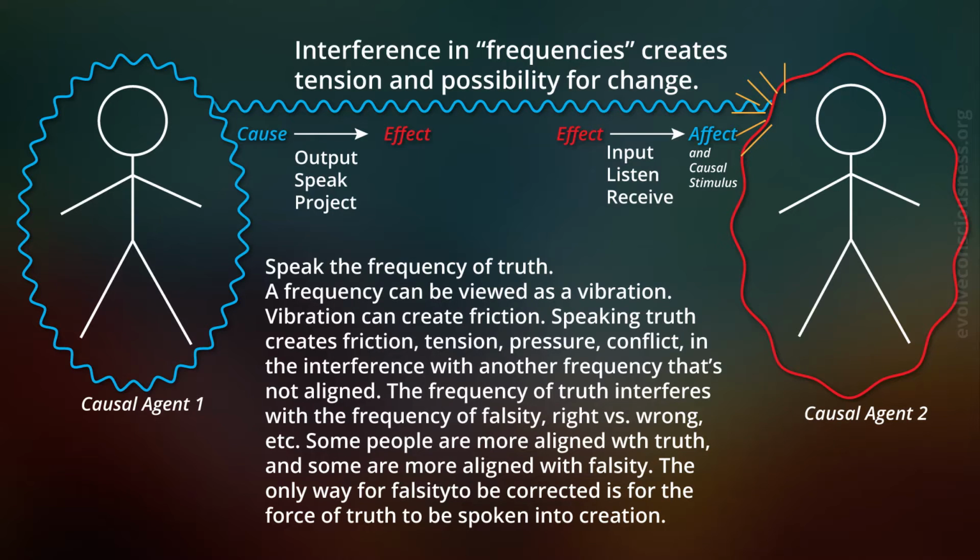When there's interference in the, quote, frequencies, this creates tension and the possibility for change. When that input is listened and received, it affects the person receiving it, whether it's truth spoken or falsity spoken, which I have another infographic for. But that affects us when someone speaks information to us. That's a causal stimulus to then stimulate us with information that we then process within us, and we can feedback. This is the feedback, but in communication to understand what's going on.